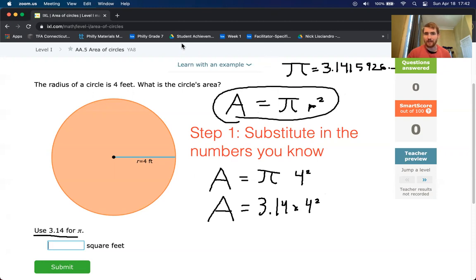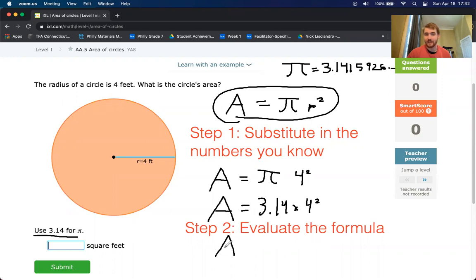So next step, and the last step, step 2, evaluate the formula. So we already know that A equals pi r squared. We know A equals 3.14 times 4 squared. Remember, whenever you're doing a problem like this, you have to remember the order of operations. We have to do the exponents first. So 4 squared means 4 times 4.